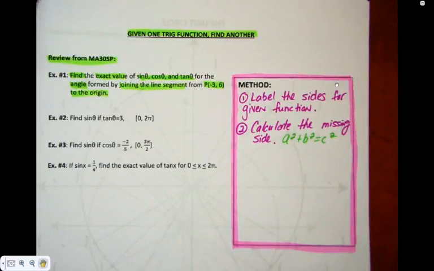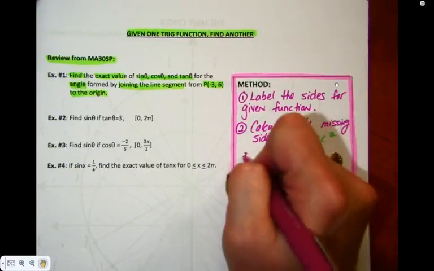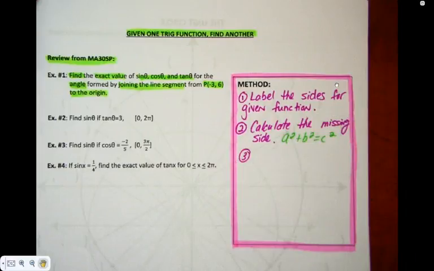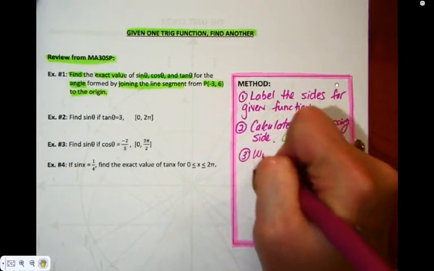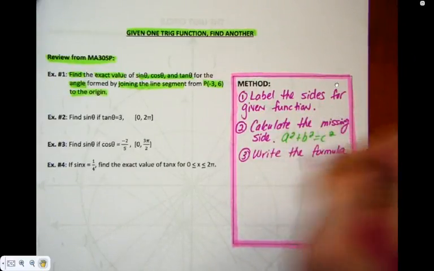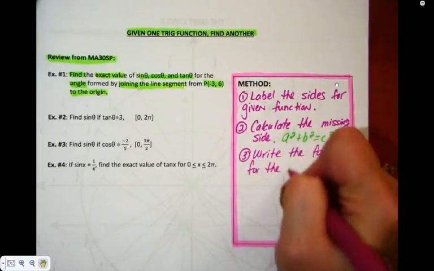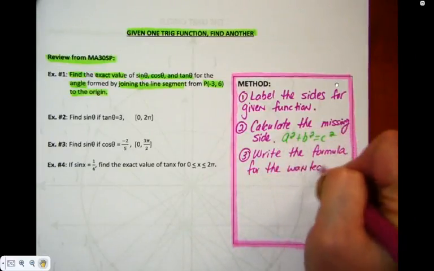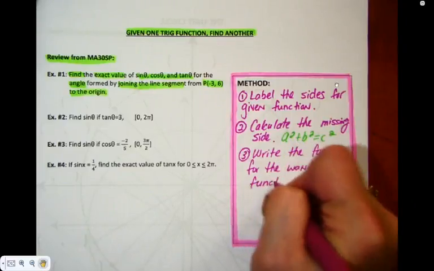If you think you might forget, you might want to add in an extra step here that says simplify the answer if necessary, or simplify the radical, or check the radical, whatever makes sense to you. So if you think you might forget that, this is where you're going to simplify the radical if you can. Write the formula for the wanted side. For the wanted function.